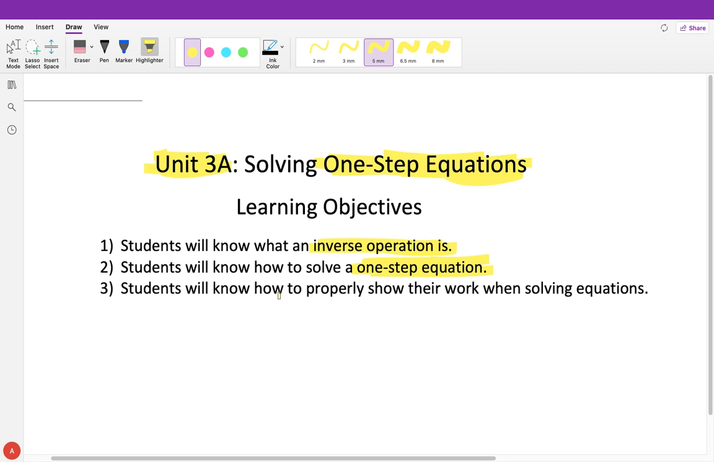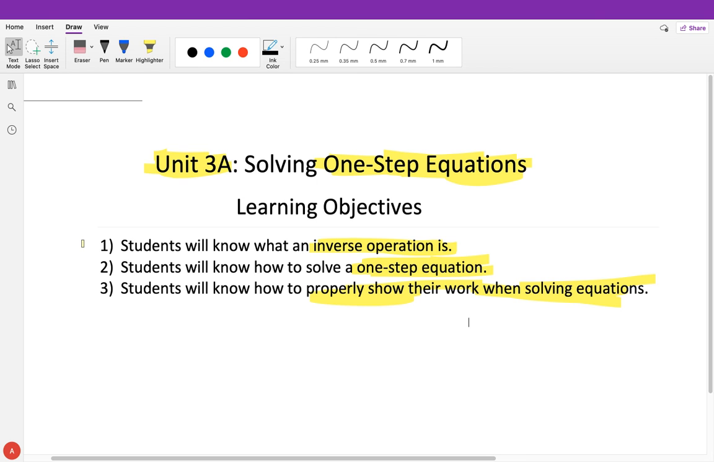And then the last thing, this is one of the more important things as well, is you will know how to properly show your work when solving equations. So the problem is some of these one-step equations that you do, you can just look at the problem and kind of guess and check your way to the answer. But that's only for these types of problems. When we start moving into the harder ones that we're going to be doing in just a few short weeks, you're not going to be able to look at the problem and just guess your way through it. So you must show your work properly. Without showing your work properly, you will not get full credit.